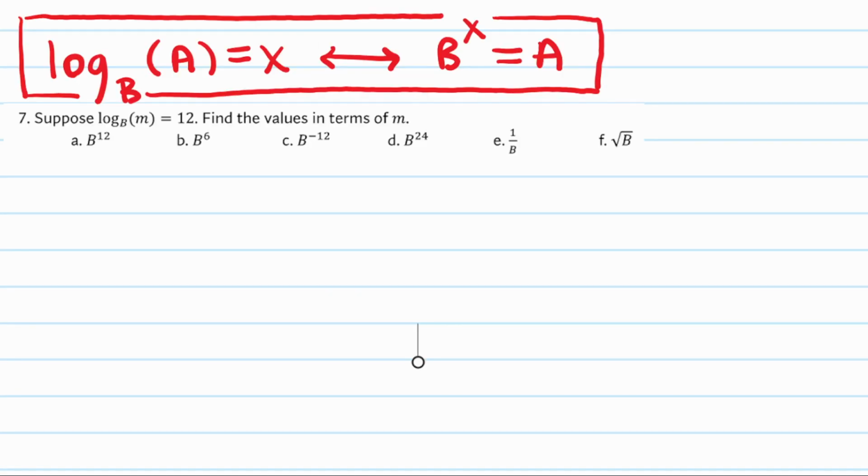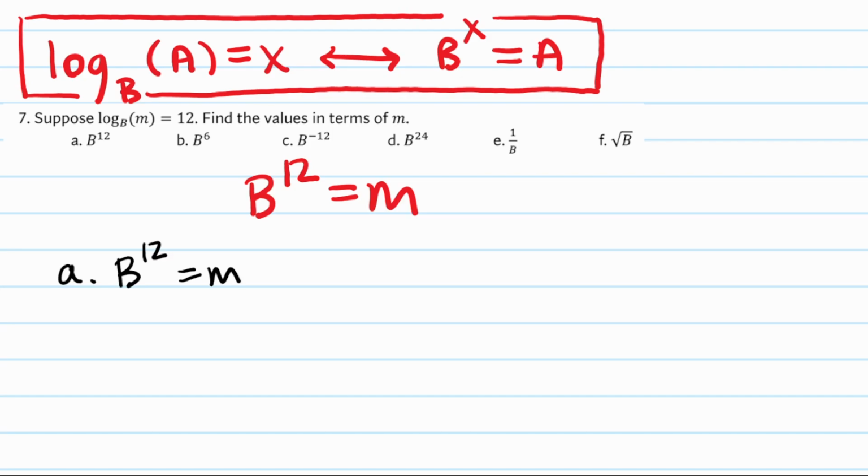All right, so I brought back the definition of a log. And we're going to use that to write down the key fact here. And that's going to be, okay, if log with base b of a is x, then log means b to the x equals a. Then log base b of m equals 12 means that b to the 12 equals m. So when we're asked about b to the 12, that just equals m.